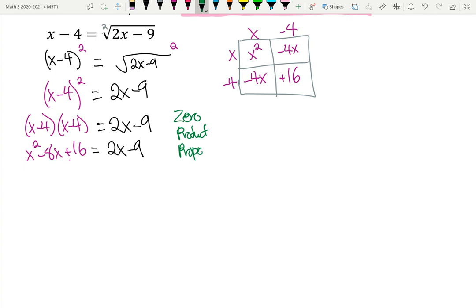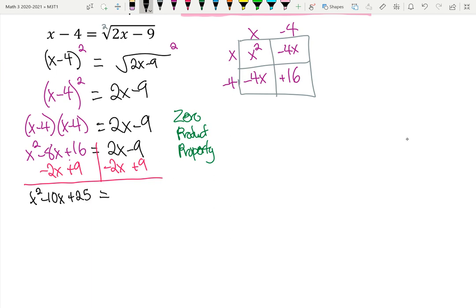Is it equal to 0? Well, not yet. I need to figure out a way. So when I see x squared, I'm going to get everything onto that side. So I'm going to subtract 2x and add 9. This is going to result in x squared minus 10x plus 25 being equal to 0. Boom.